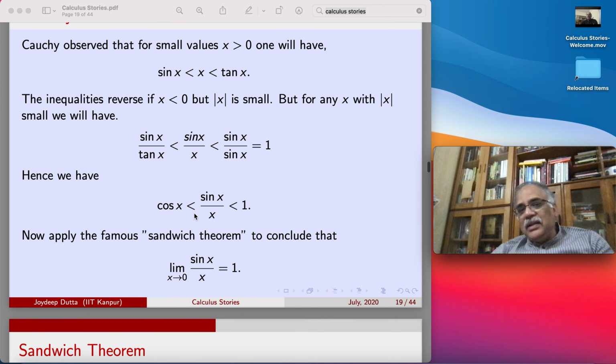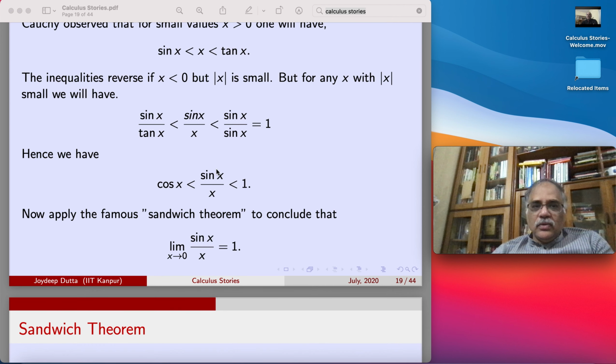Here cos x is strictly less than sin x by x, and sin x by x is strictly less than 1. But if you take the limit as x tends to 0, cos x is 1, and the limit of 1 as x tends to 0 is 1. Okay, this is constant. So by the sandwich theorem, the limit as x tends to 0 of sin x by x is equal to 1.